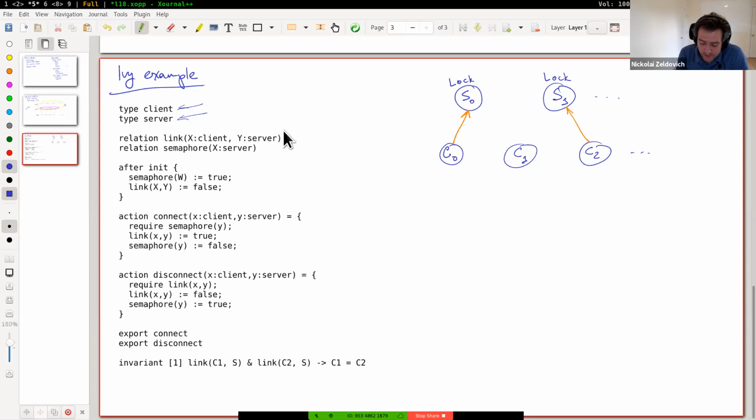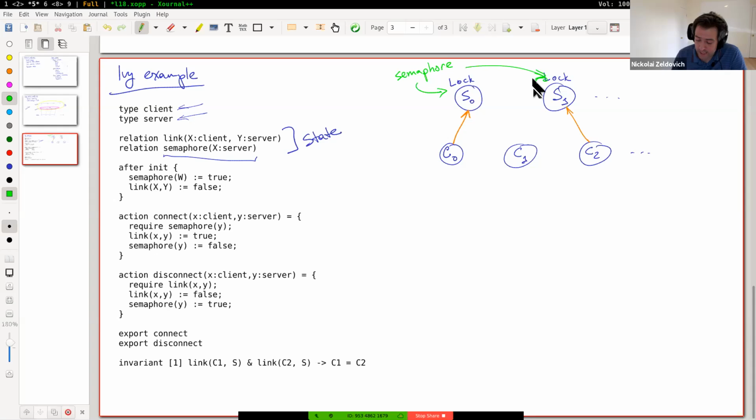So the state of the system is basically described by these relations. And the relations help Ivy automate this instead of writing some maybe more complicated state descriptions. And what's going on is that basically there's a semaphore relation, and the semaphore is just a way to describe whether a server is holding a lock. So the semaphore thing is basically this guy. So the semaphore relation is this lock or that lock on the server.